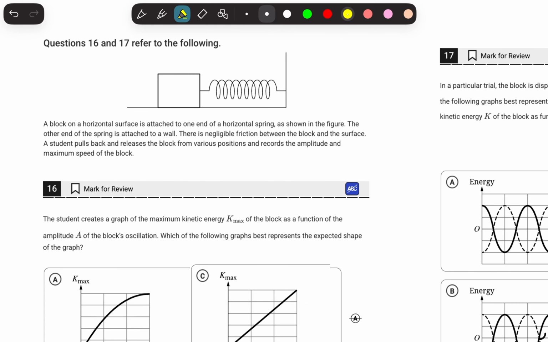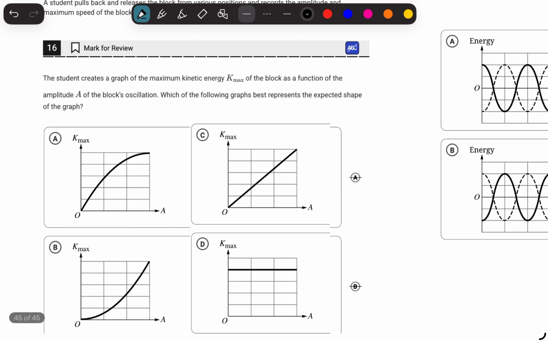So 16 and 17 refer to this. A block on a horizontal surface is attached to one end of a horizontal spring as shown in the figure. The other end of the spring is attached to the wall. There is negligible friction between the block and the surface, and a student pulls back and releases the block from various positions and records the amplitudes and the maximum speeds of the block. The student creates a graph of the maximum kinetic energy K max of the block as a function of amplitude A of the block's oscillation. Which of the following graphs best represents the expected shape of the graph?